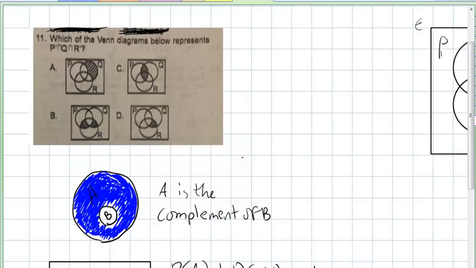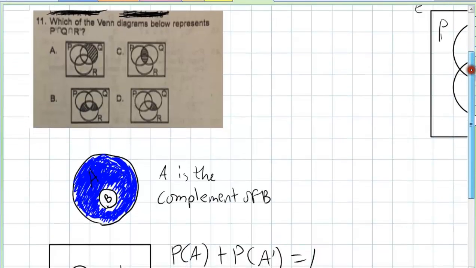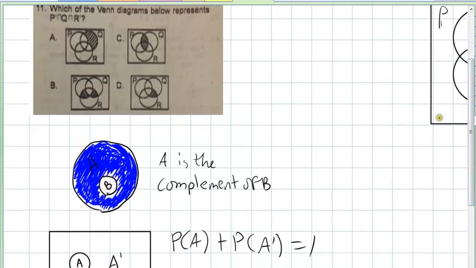Alright, so here we have question 11. And it says, which of the Venn diagrams below represents P prime intersection Q intersection R prime? So there's a few things that we need to understand before we can dive into the question and find the answer. So first, this symbol, okay?